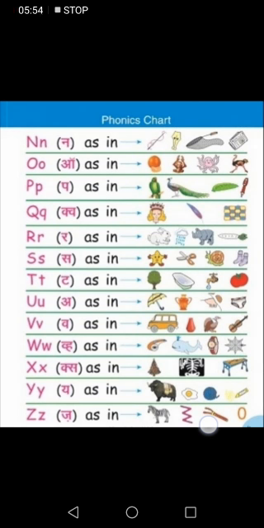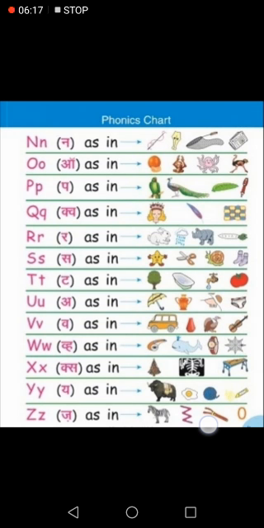The next letter is W. What is the letter? W. But the sound will be W. Okay. The sound will be W. Watch. Wait. Wheel.